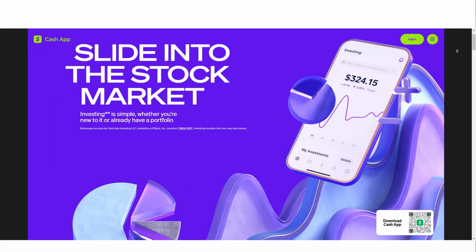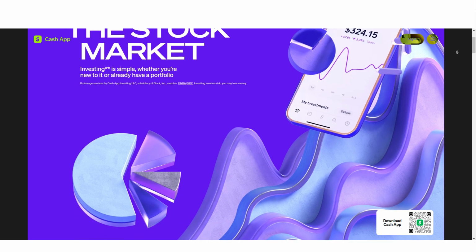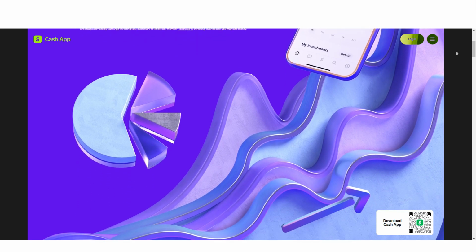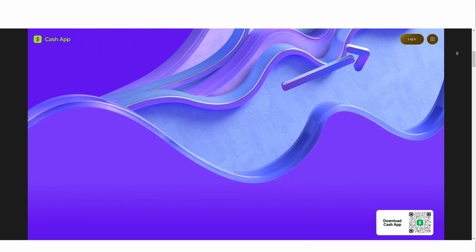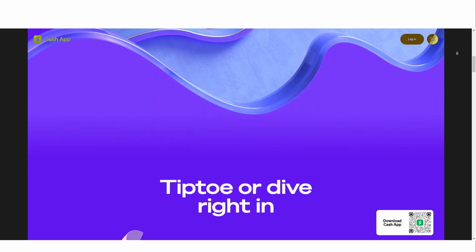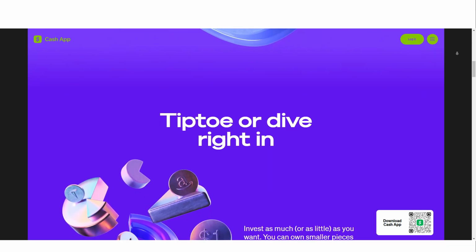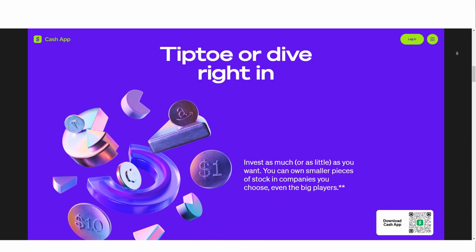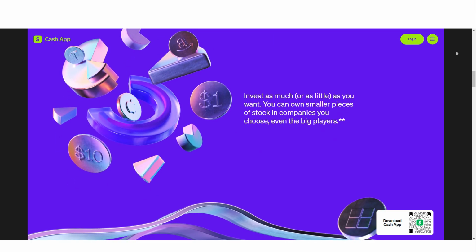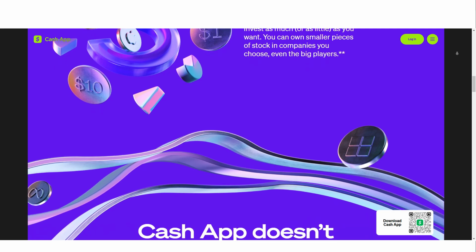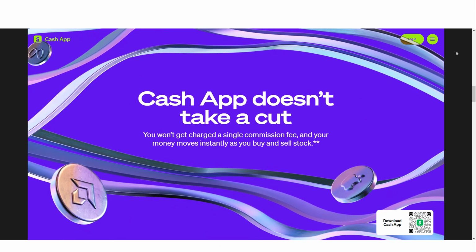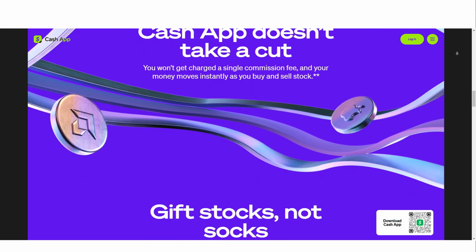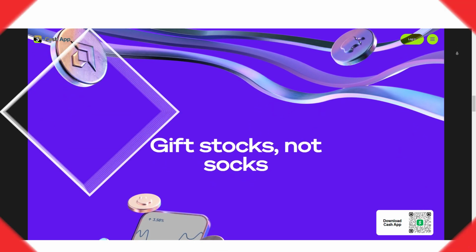Cash App Investing is designed to make stock trading accessible to everyone. The setup process is quick and straightforward. You can open an account without any initial deposit, and there are no fees to buy or sell stocks. This ease of use makes Cash App Investing particularly appealing to those who are new to the stock market. The app's interface is user-friendly, allowing even the most inexperienced investors to navigate through the investment process with ease.